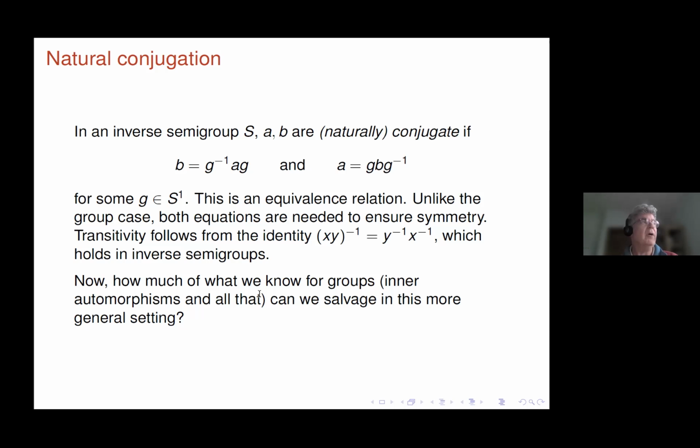And although I don't have an axiomatic characterization of what exactly conjugacy in a semigroup should be, at the very least, it should be an equivalence relation. The transitivity follows from an identity, the anti-automorphic inverse property, which holds in groups and also holds in inverse semigroups as well. So now the question arises: how much of what we know for groups, all the things that I mentioned on the first couple of slides, inner automorphisms and so on, how much of that can we salvage in this more general setting?